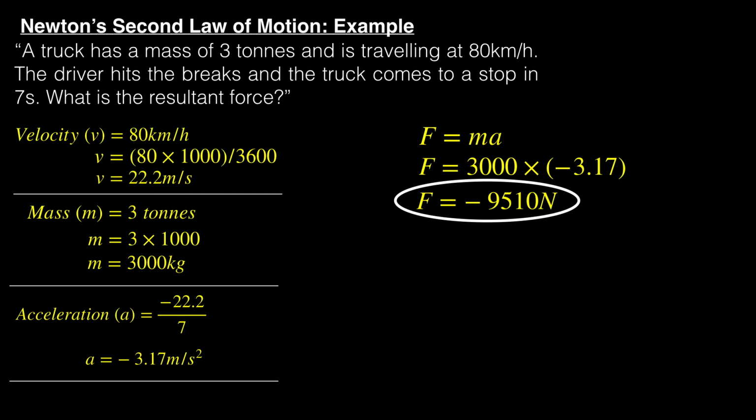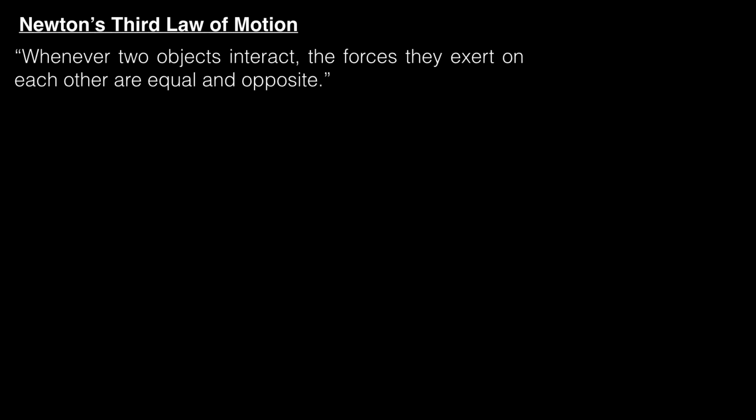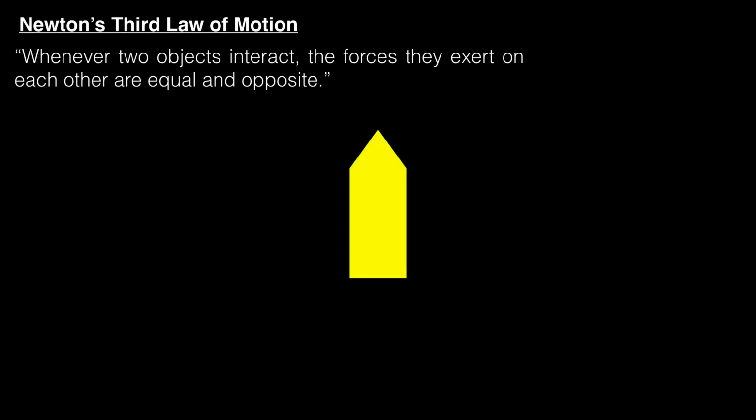And that's how we use Newton's second law to calculate the resultant force, which brings us full circle back to the beginning of this video with Newton's third law of motion. Now, actually, the true definition is whenever two objects interact, the forces they exert on each other are equal and opposite. And an easy way to visualize this is to think of a rocket, as poorly drawn in this example.